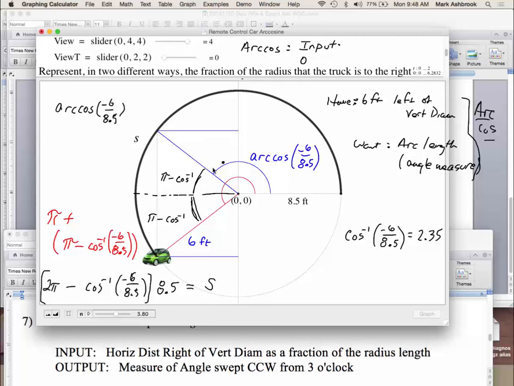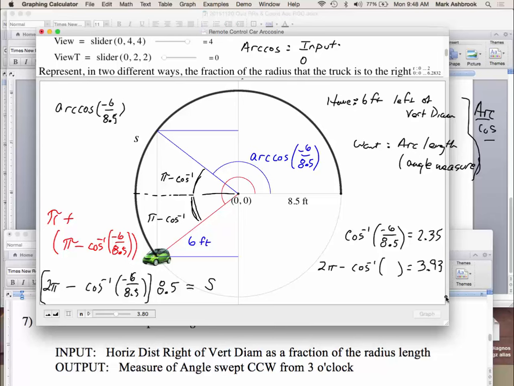That's this blue angle right here. Makes sense, 2.35. Okay, we're going to take 2 pi minus that. Go, 2 pi minus that. What do you get? 3.93? Okay, what angle is that? Does it make sense?